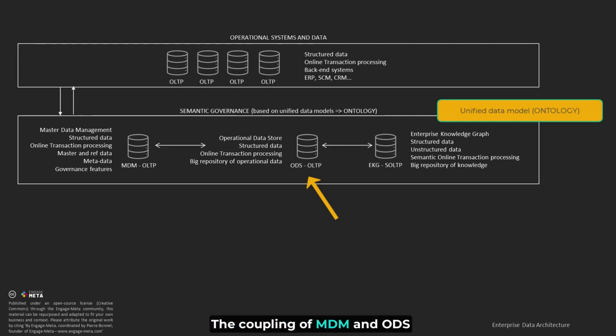The coupling of MDM and ODS follows different practices depending on the context and needs. It is important to have a single and same data model for both repositories, which is the ontology I mentioned earlier. Also, the ODS must have rigorous transaction management in OLTP mode. This does not prevent the use of a no-schema database technology for more flexible management. This is also useful for the MDM, which must be able to adapt quickly when the data model evolves.